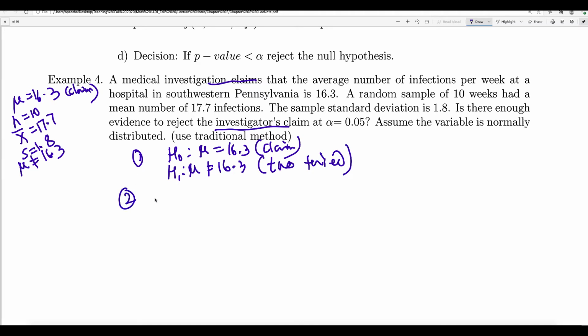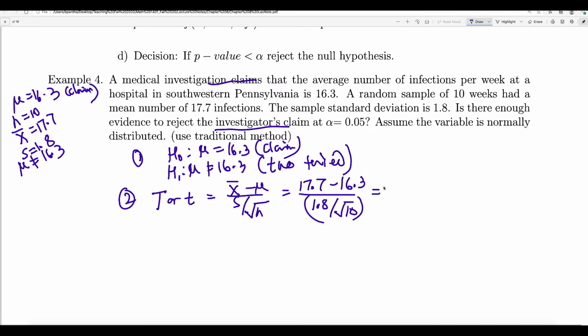Number 2 is the test value. The test value, we denote by t or lowercase t, is x bar minus mu over s over root n, right? What is x bar? 17.7 minus 16.3, divided by s, which is 1.8, divided by root 10. This is what you do.